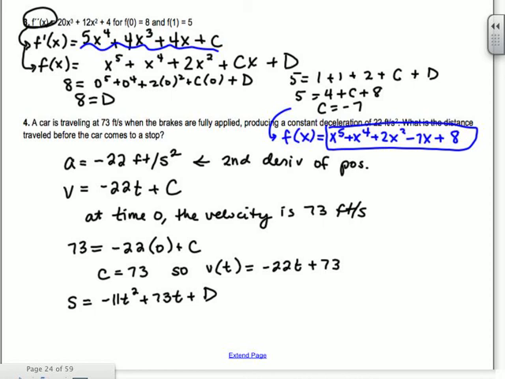Why is it 72t? Because we're taking the antiderivative of this part. Oh. So you had 73, so it'd be 73t.